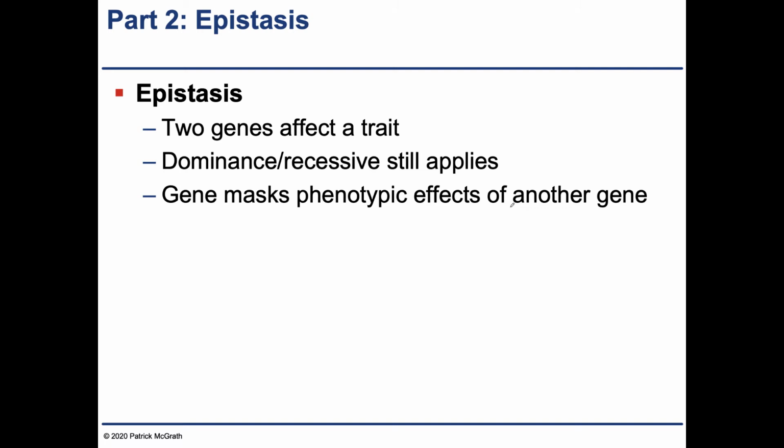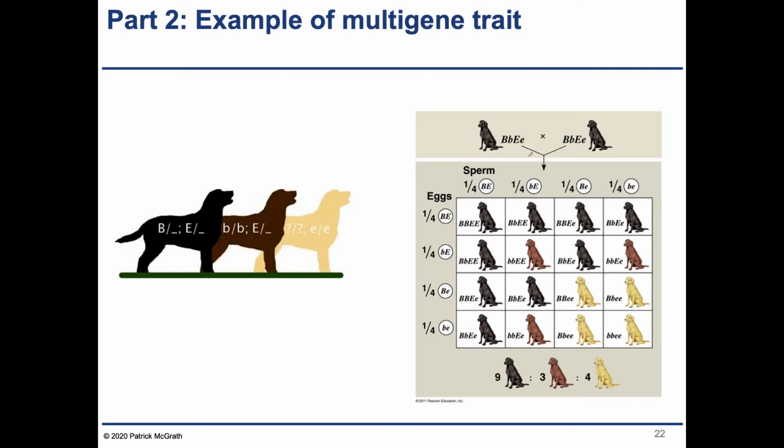So 2 genes affect a trait. Dominance recessiveness still applies. And now epistasis occurs when you also have the effect of masking of one of the classes. So this is described as the gene masks the phenotypic effects of another gene. But the way I think about it, and you can think about this in terms of something like Labradors, is where you lose an expected phenotype. So what do I mean by that?